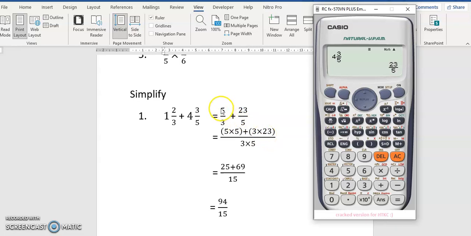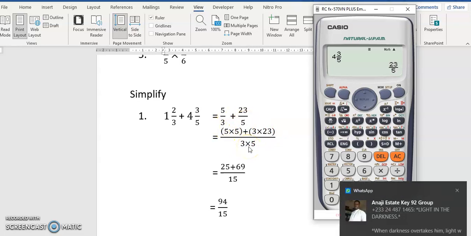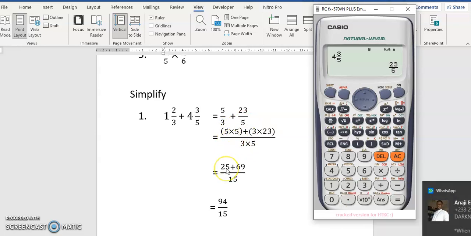Then you cross multiply. 5 multiply this, which is 5 times 5. Then 3 will multiply that one, 23, which is 23 times 3, or 3 times 23. Then the denominator is going to be 3 times 5. Then 5 times 5 is going to give us 25. 3 times 23 is 69 over 3 times 5 is 15.